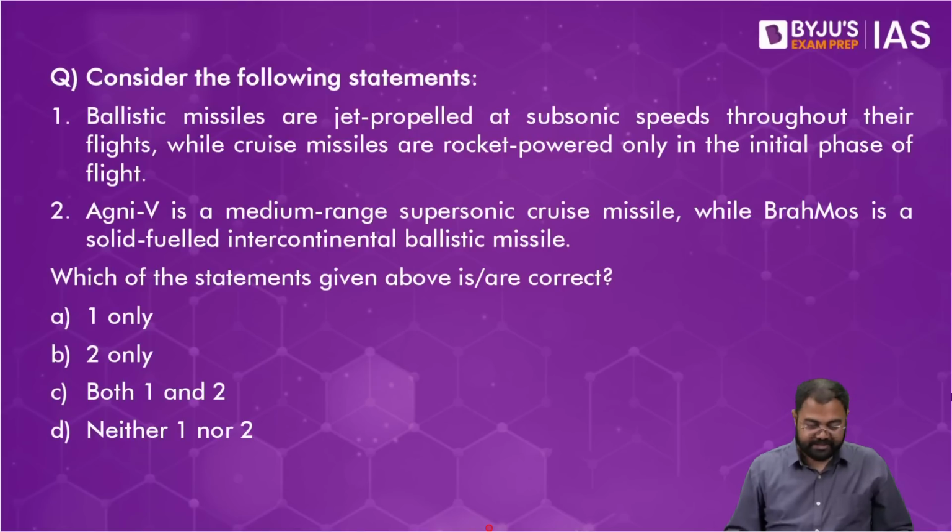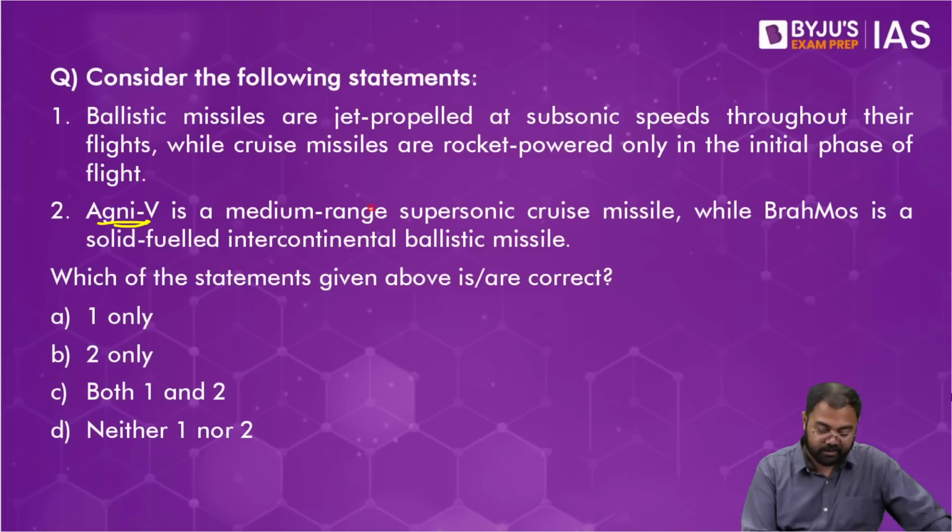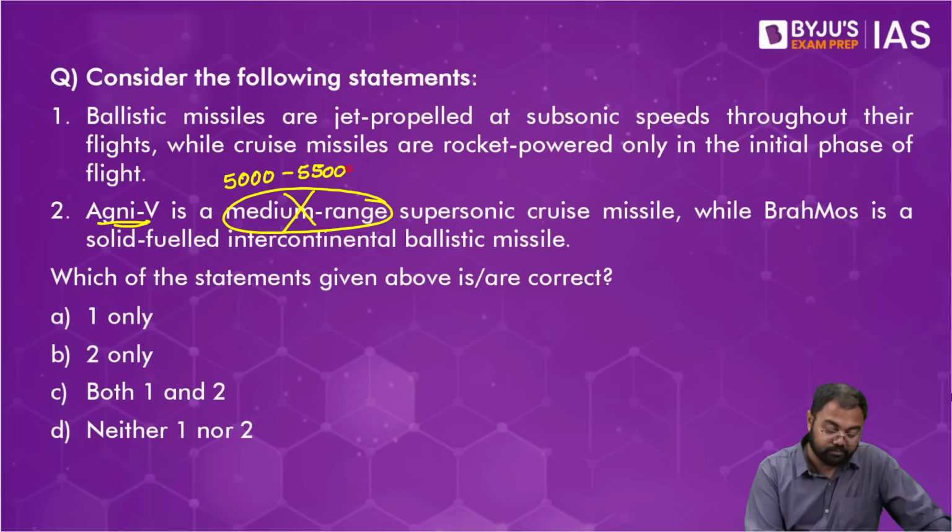And this question, as I told you, the questions in defense often come in the context of current affairs. We know that Agni 5 missiles have been constantly in the news. That's why a question has come on Agni 5. Agni 5 is a medium range supersonic cruise missile. Now, it is not medium range, it is a long range, or rather an intercontinental range missile, because it has a range of 5,000 to 5,500 kilometers. So this is not medium range by any stretch of imagination. Supersonic cruise missiles.